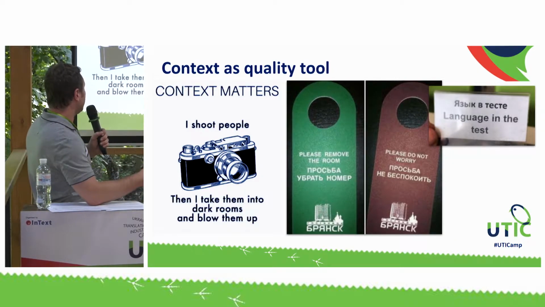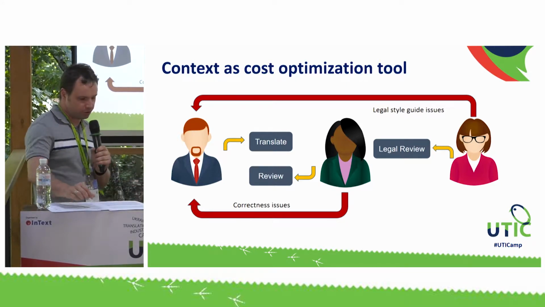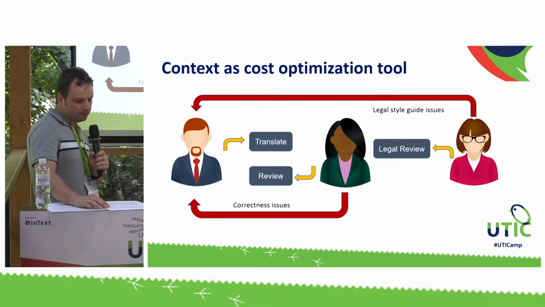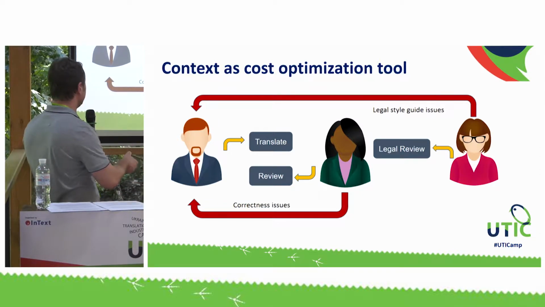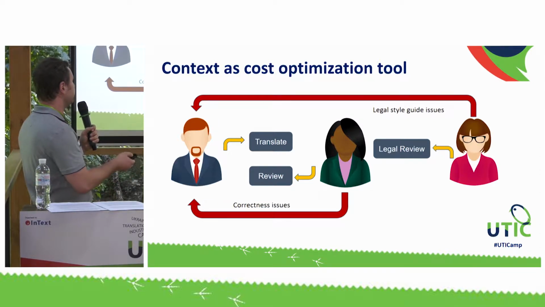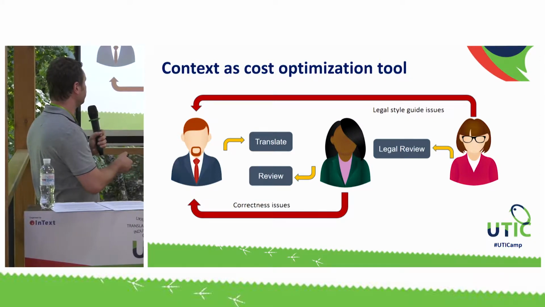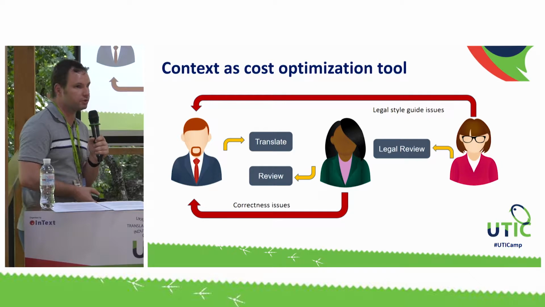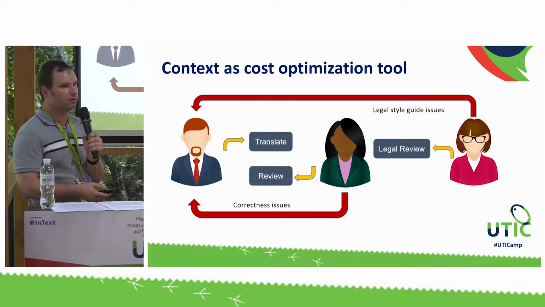Now, let's take a look at context as a cost optimization tool. It's a very simple image. It just shows that context also helps to identify potential errors and prevent retranslation of the content. So in this picture, these red arrows indicate issues that might appear very late in the localization process, when an internal reviewer actually identifies that the translation is incorrect and it doesn't make sense, especially when it's legal review.